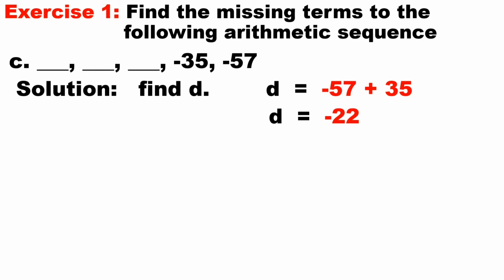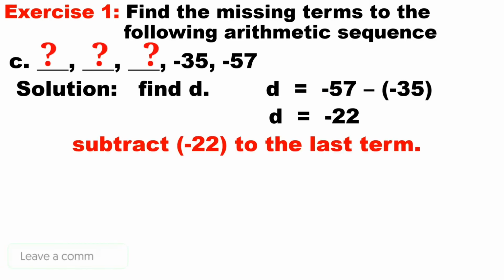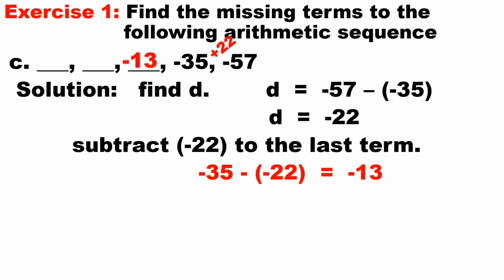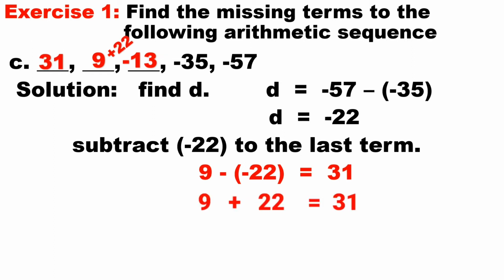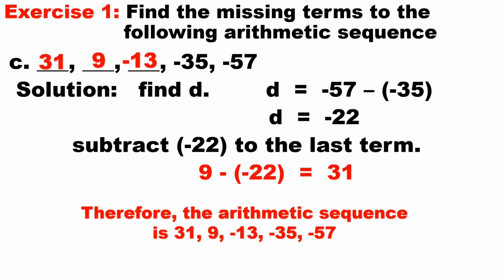Since the missing terms are on the left, we will subtract negative 22 to the last term. Let's proceed. Negative 35 minus negative 22 equals negative 13. Negative 13 minus negative 22 is positive 9. 9 minus negative 22 is 31. Therefore, the missing terms are 31, 9, and negative 13.